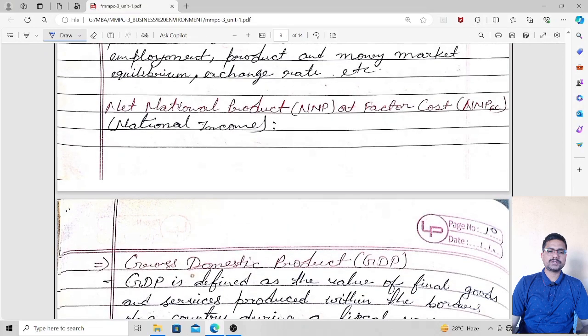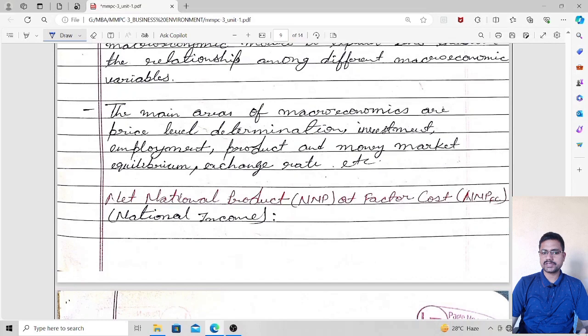The main areas of macroeconomics are price level determination, investment, employment, product and money market equilibrium, exchange rate, and many more.